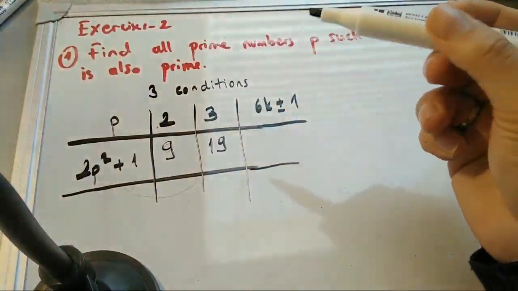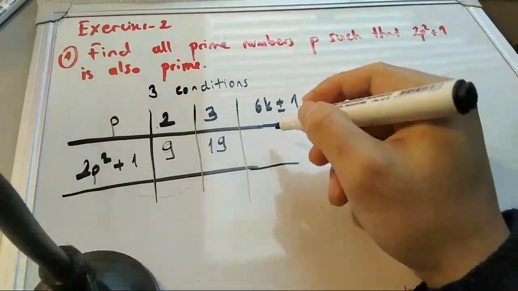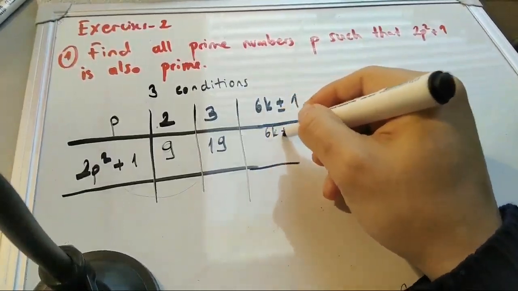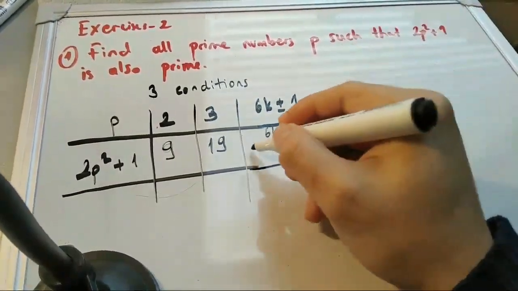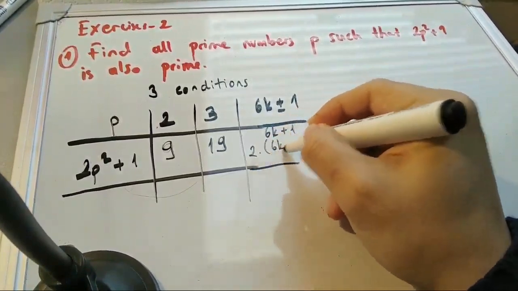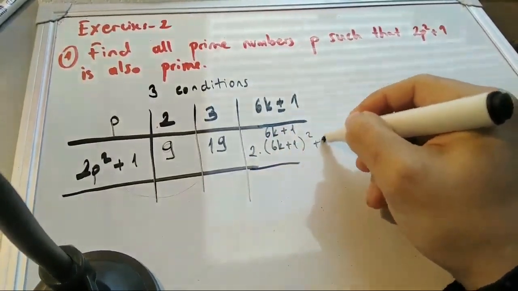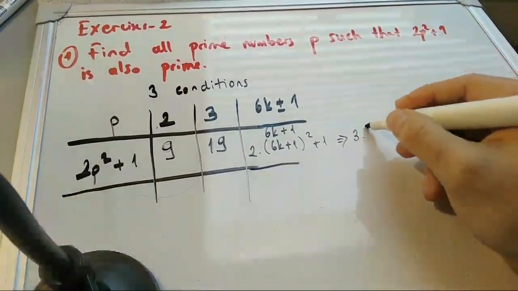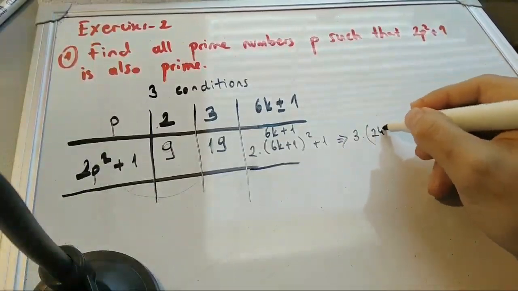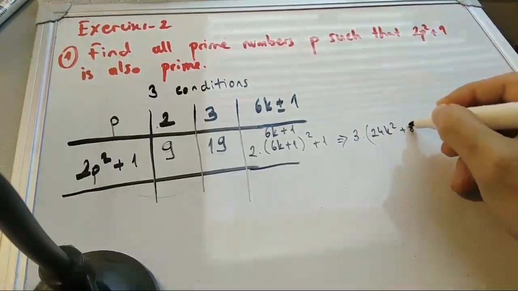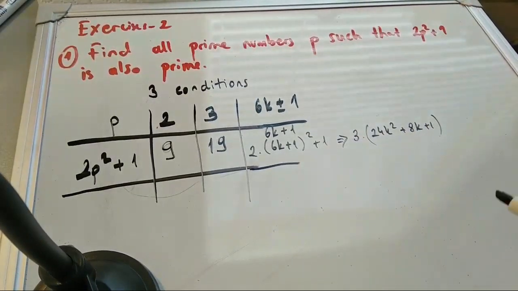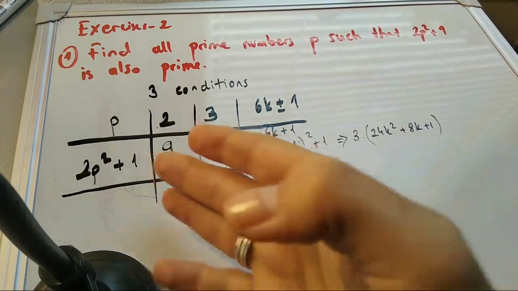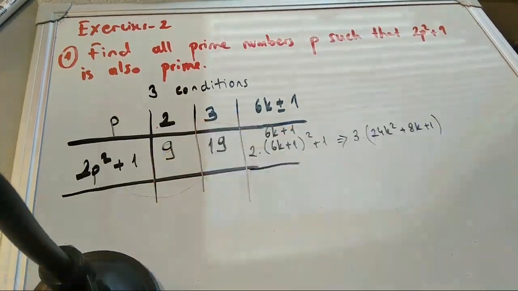For 6k plus 1, it will be 2 times (6k plus 1) squared plus 1, which means, let me write directly, 3 times (4k squared plus 8k plus 1). So if the prime numbers are greater than 3, 2p squared plus 1 is equal to 3 times (24k squared plus 8k plus 1).